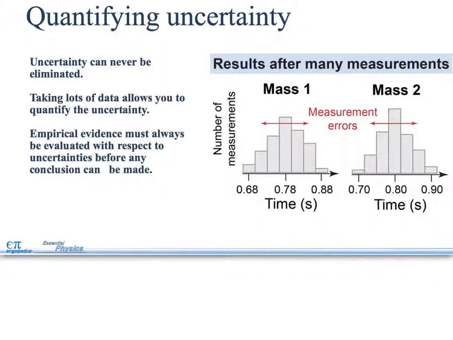Uncertainty can never be eliminated. Taking lots of data allows you to quantify the uncertainty. Empirical evidence must also be evaluated with respect to uncertainties before any conclusion can be made. So here you go with a number of measurements, the mass 1 and mass 2. You see you got 0.68, 0.78, 0.88, 0.70, 0.80, 0.90, and you basically have your measurement errors.